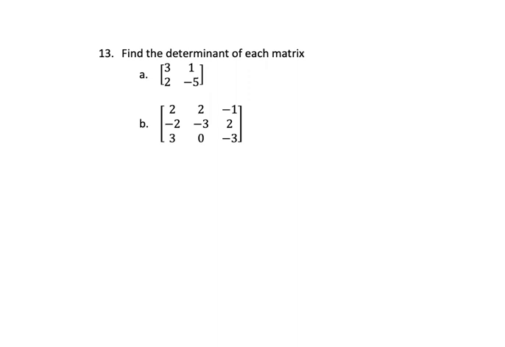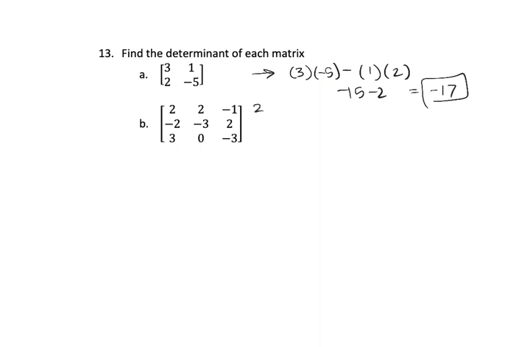Okay, the determinant of a 2 by 2 is A times D, subtract B times C, so negative 15 minus 2 equals negative 17.